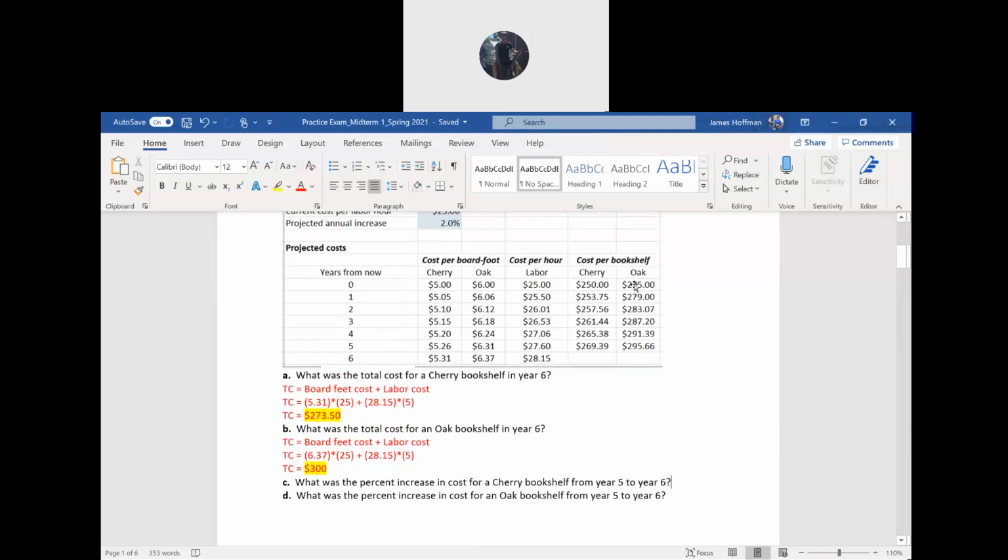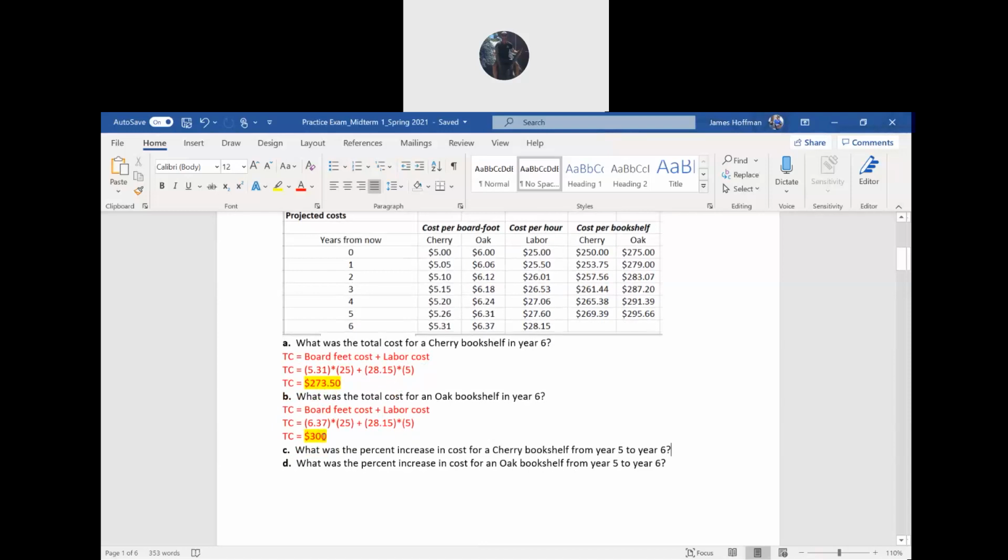The cost of cherry went up from 269 to about 273 or 274, and the cost of oak went up from 295.66 to 300. So you can calculate the percent increase for both just using the general percent change formula, which is just the change over the original, and then multiply by 100 to get that decimal in percent terms.